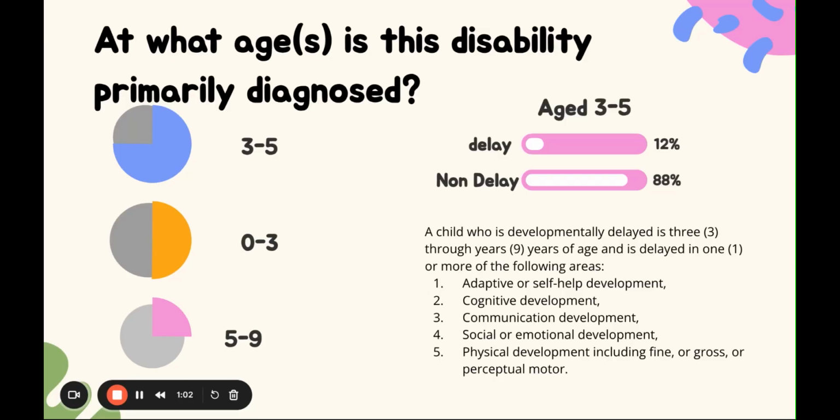We can also find in birth to 3 some delays. However, there isn't as much treatment as there is for children 3 to 5 besides early intervention, and also 5 to 9 when they can start using those resources more and more within a public school setting. We can look for these signs if they are delayed in one or more of the following areas: adapted or self-help development, cognitive development, communications development, social or emotional development, physical development, including fine or gross motor skills.